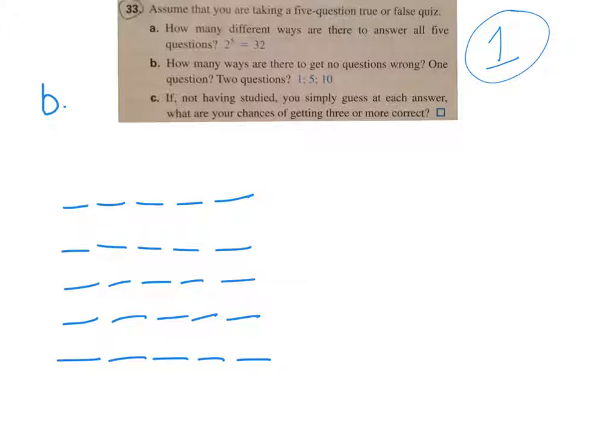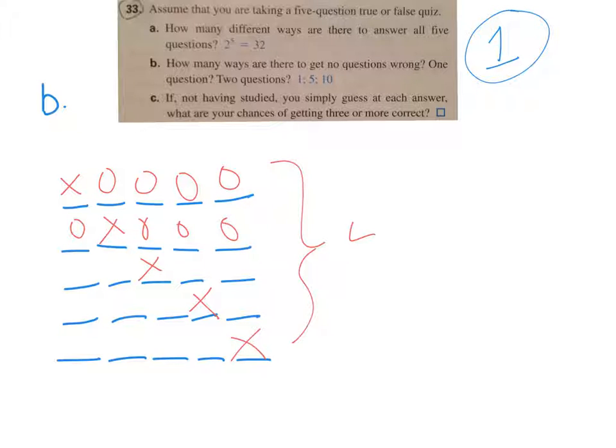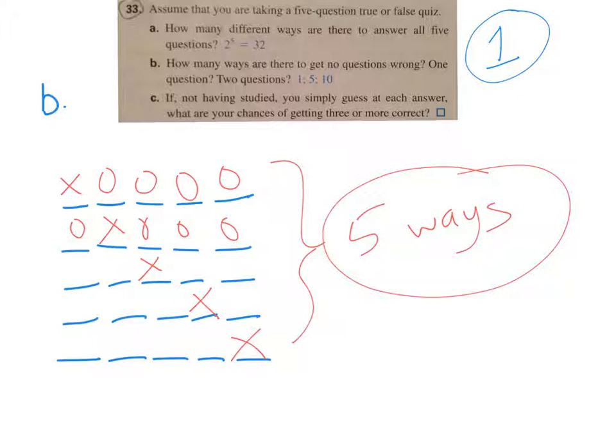So the next part is, how many ways are there to get 1 question wrong? For this, I've set up some slots over here, and let's imagine you get the first question wrong and all the other questions right. So that's one way you can get 1 question wrong. You could also get the second question wrong and all the others right. So basically we're just shifting this wrong question around however many different places we can shift it, and as you can see there's 5 different ways this can happen. There's your answer: 5 ways. You can get any of the 5 questions wrong, so there's 5 different ways you can get just one question wrong.